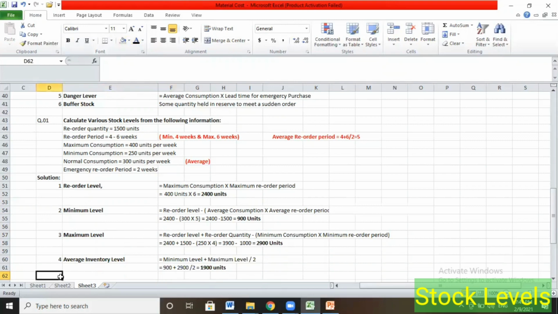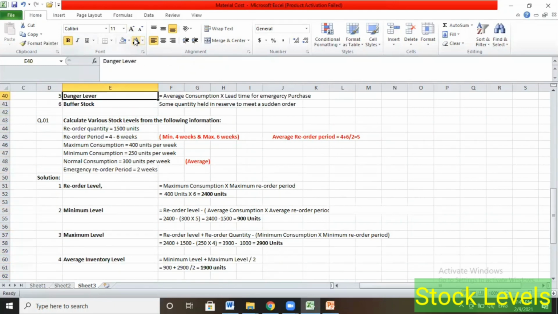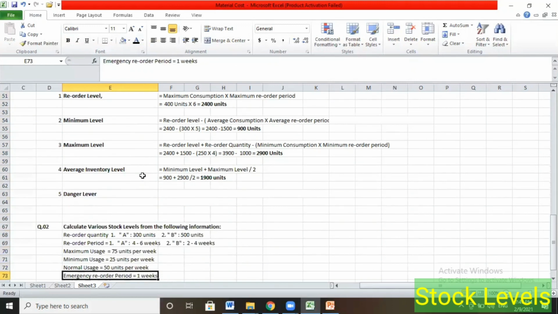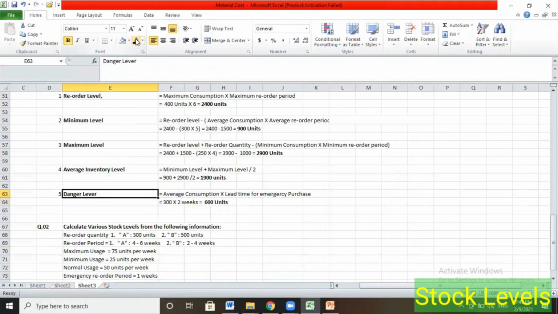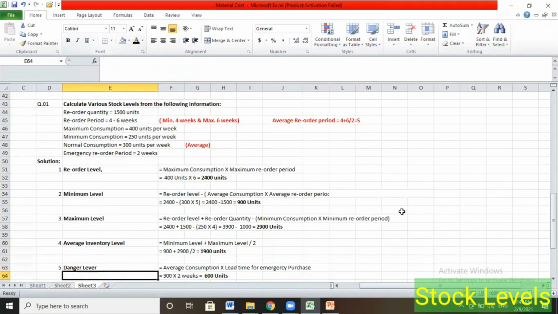Then the last one, danger level, because buffer stock need not be calculated, but danger level is considered as average consumption into lead time for emergency period. So lead time is 2 weeks for emergency, and average consumption is given as 300. So 300 into 2, you will get danger level as 600 units. So this is the solution for illustration number 1. Every aspect has been considered over here. The use of formula for reorder level is given over here.